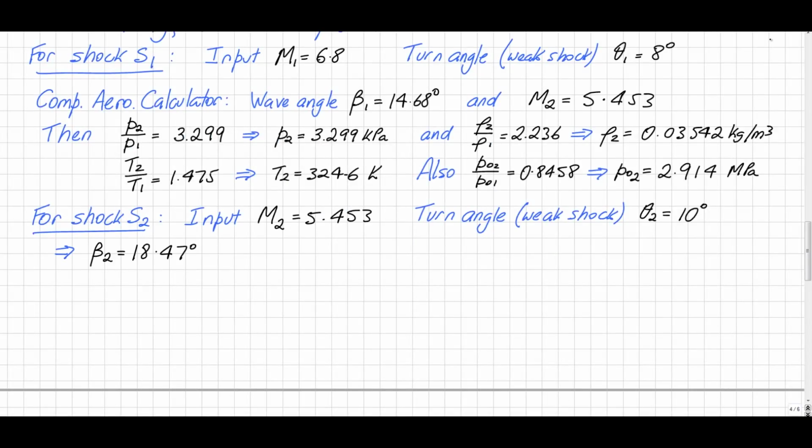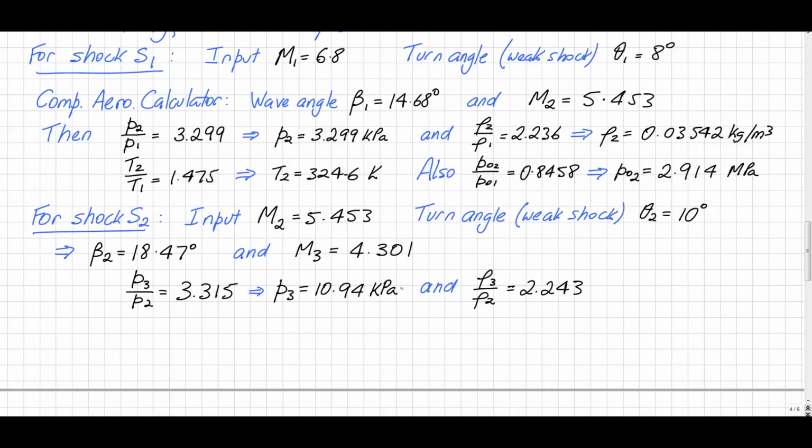So we get that the shockwave angle beta2 is 18.47 degrees, and the Mach number downstream of the shock, which in our current notation is going to be M3, was 4.301. The ratio of static pressures across the shockwave is 3.315, so that's going to be P3 over P2. So we can use that to find our value of P3. Knowing our value of P2 from above, that gives us that P3 is 10.94 kilopascals.